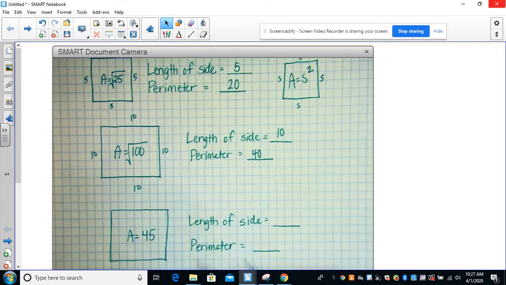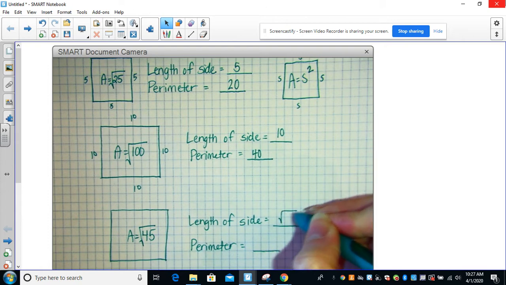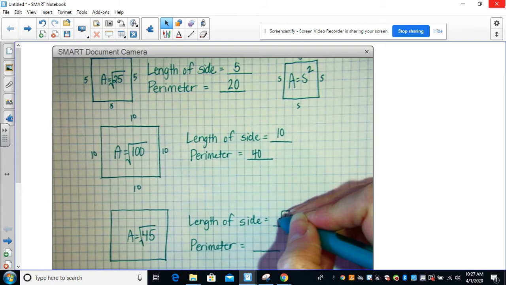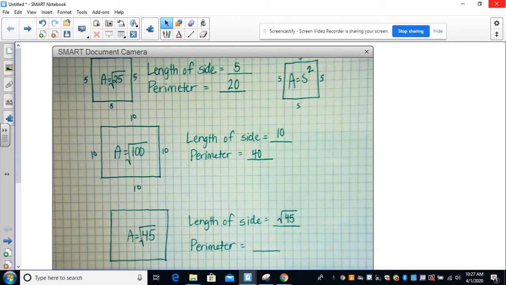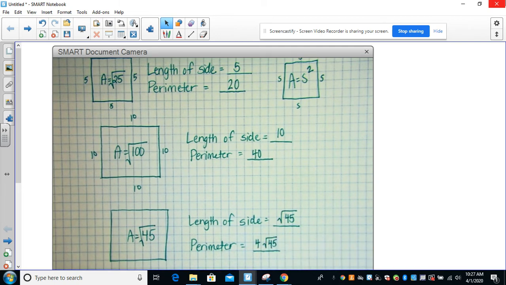Now, this one is a little different. If we find the square root of 45, is there a perfect square? Is 45 a perfect square? And the answer is no, it's not. And so we could just simply do the square root of 45 and leave it that way until you learn later how to simplify that. So each side is the square root of 45. So the perimeter would just be 4 square roots of 45. Later next year, you'll learn how to simplify this a little easier.